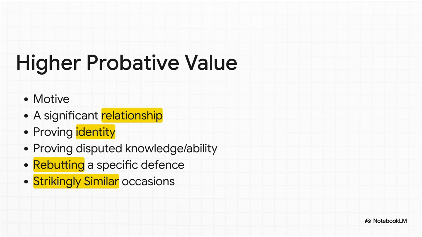And this slide right here, this is your bar exam checklist. These are the classic categories where evidence gets let in, even though it reveals someone's bad character. Why? Because it has a specific, higher relevance to a fact that needs to be proven. Is there a history of bad blood between the accused and the victim? That's relationship evidence. Does the crime have a unique signature that points to one person? That's identity. You need to know these categories inside and out.